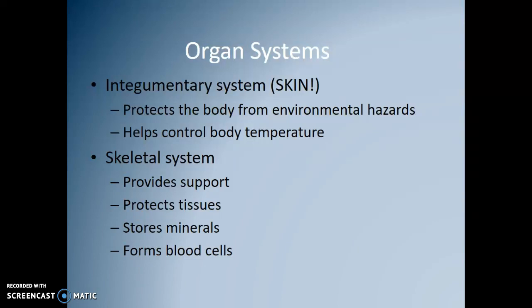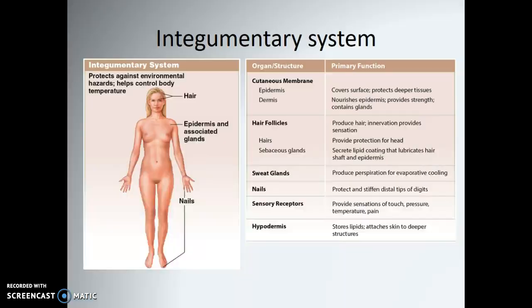The skeletal system provides support, protects tissues, such as the brain. The brain is protected by the cranium. The heart and lungs are protected by the ribs. It stores minerals. It stores potassium and calcium. Phosphorus and calcium. And the skeletal system is where our blood cells form, inside the bones in the red bone marrow. You can pause at these charts in order to read through them.